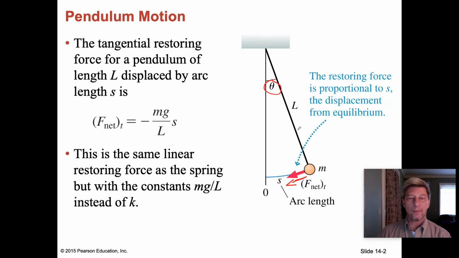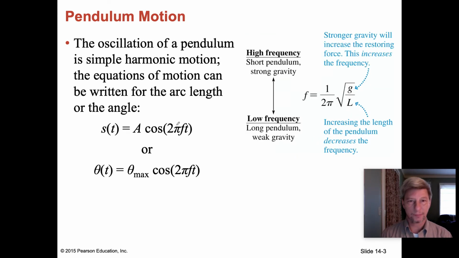Then we can talk about the tangential restoring force for a pendulum of length L as F net equals the negative of mg, or weight, divided by that length, times the arc length s. So this is exactly the same formula that we saw as the linear restoring force with a spring, but the constant is the ratio of weight over length, instead of the spring constant.